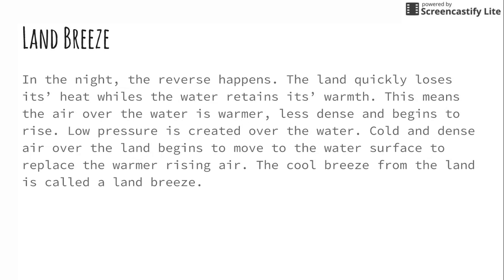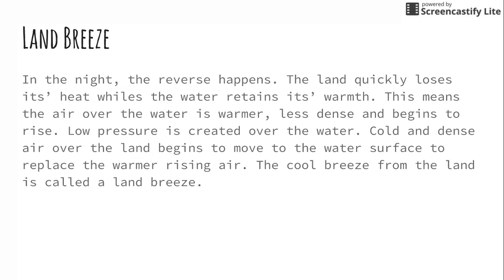The land really quickly loses its heat, while the water retains its warmth. It's much harder to change the water's temperature by 1 degree Celsius. You need a lot more energy than you would to change the air above the land. So now we have the reverse happening. The air over the water is now warmer and less dense, so it begins to rise, and the low pressure is now created over the water instead of the land.